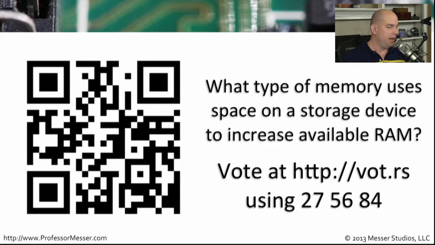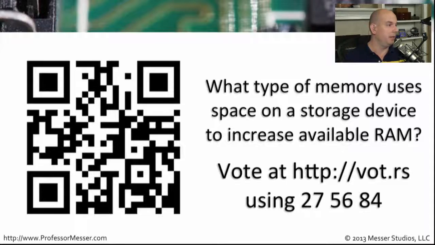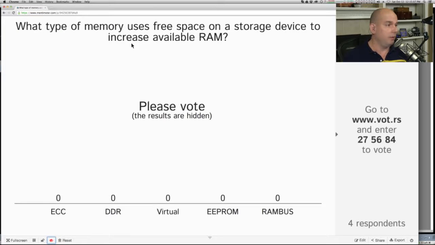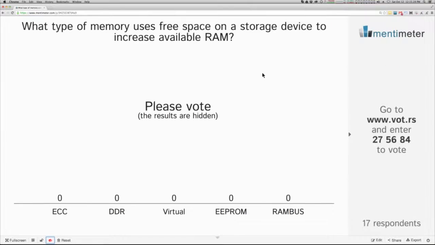So I'm going to hide the results from all of you, and then we're going to flip over to this page. So what type of memory uses free space on a storage device? Let me change the view of this so we can see it a little bit bigger on the screen. There we go. Maybe even make it even bigger than that. What type of memory uses free space on the storage device to increase available RAM? ECC, DDR, virtual, EEPROM, and RAM bus. We've got a few options available to be able to see that. Now, which one is it that you are going to want to use? That's when I get into trying to break these things out and understand what's going on inside of the operating system. This will be an important consideration.